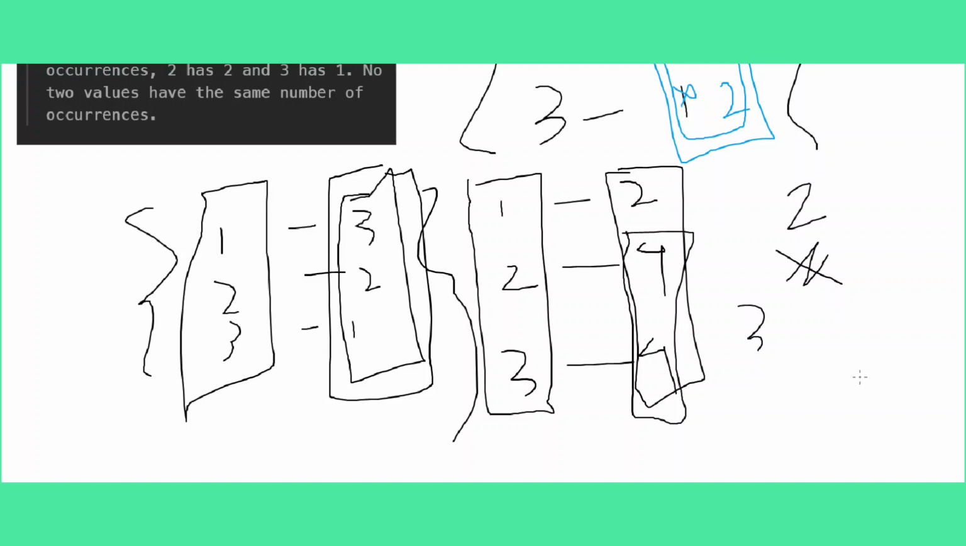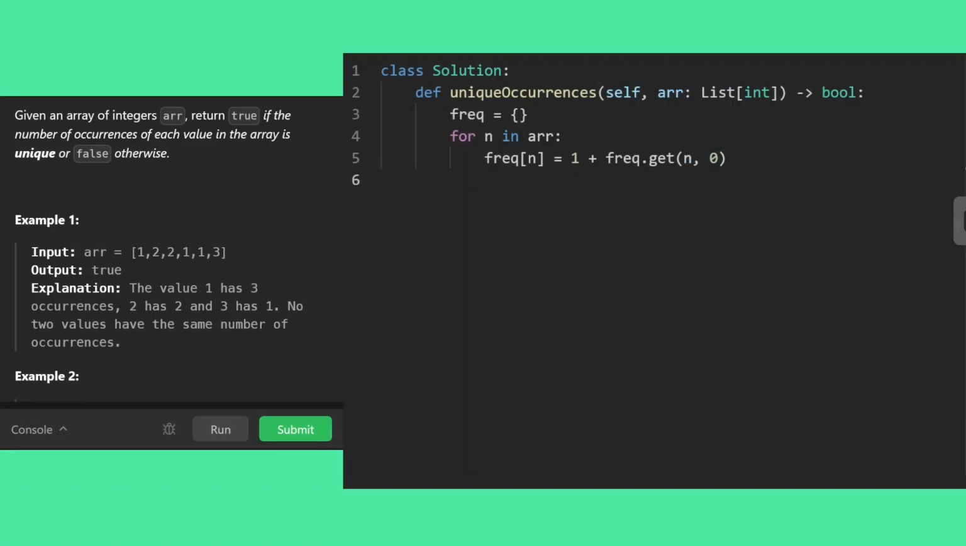So let's go to the code. So here I've generated a frequency hash map. Now I just need to return true or false. So return, I need to take the length of set of ARR. So if the length of the set of ARR, which means the number of unique elements in ARR, is equal to the length of set of frequencies dot values.